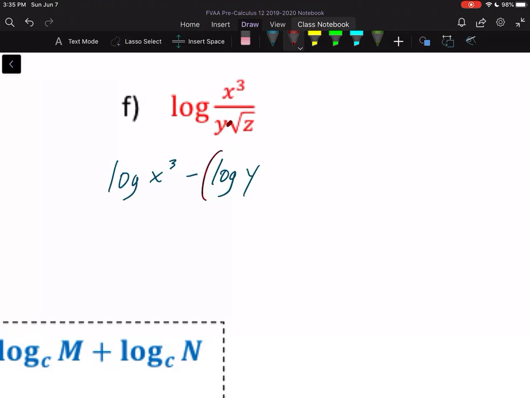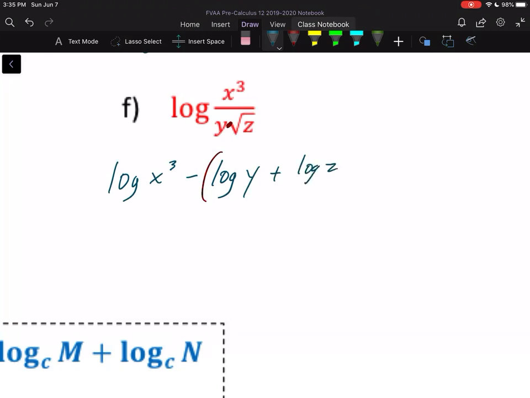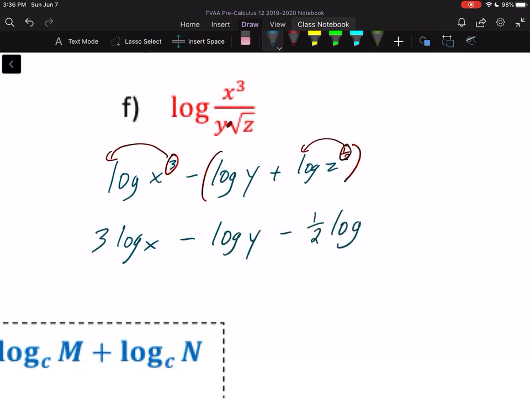So here, this would be minus bracket log x plus log z to the exponent 1/2, right, instead of the square root. And then close that bracket, and then that negative would distribute. Then of course, let's move our exponents into coefficients based on the power law of logarithms, and I get 3 log x minus log y minus 1/2 log z. Okay, and that would be your final answer.